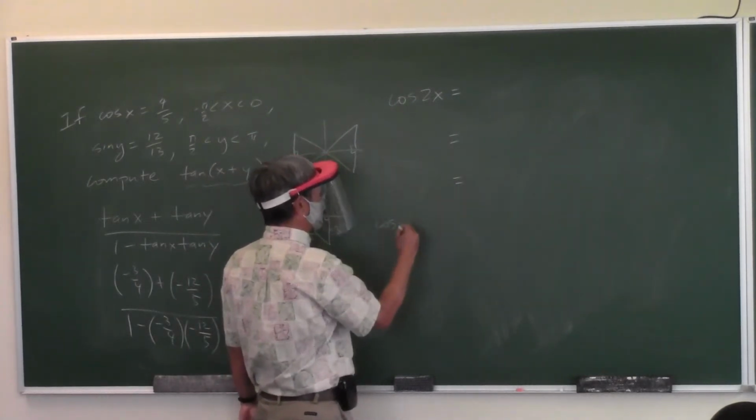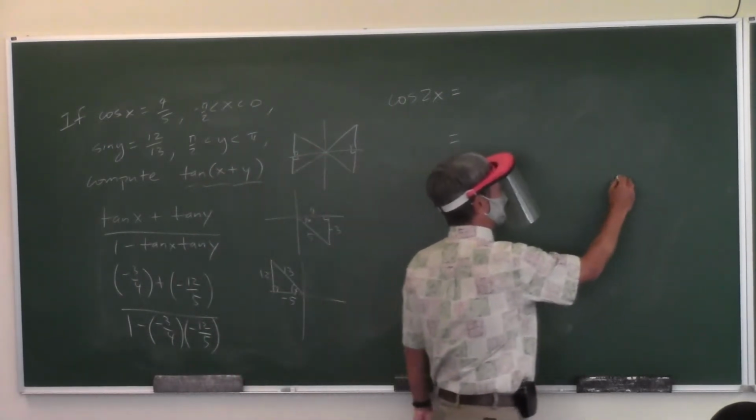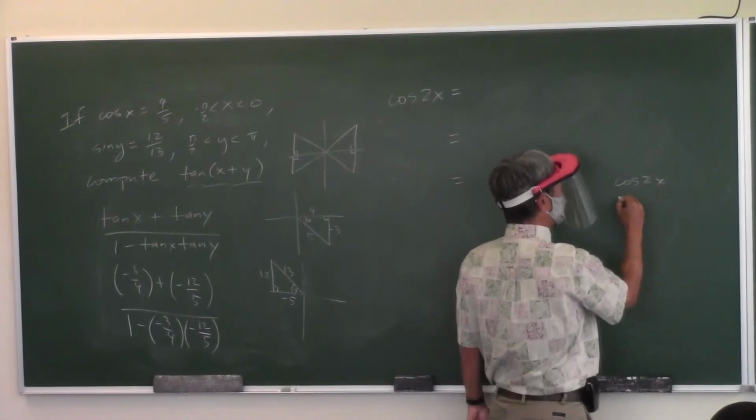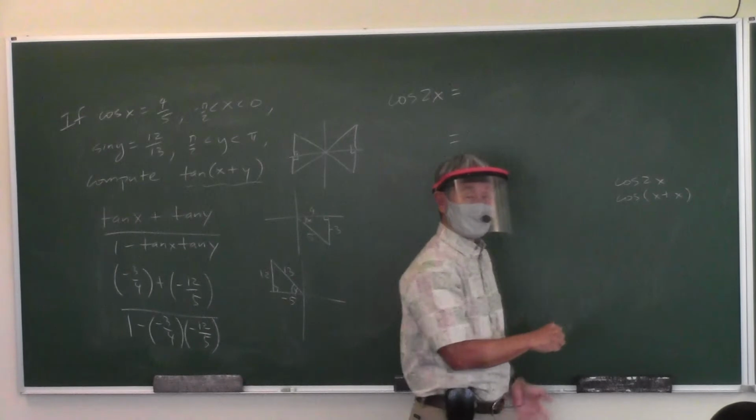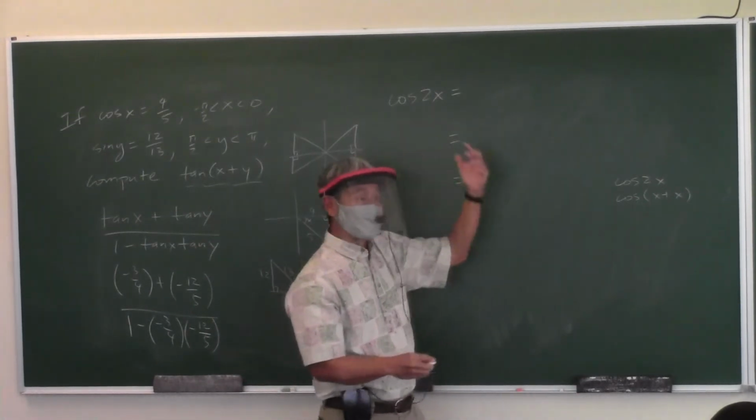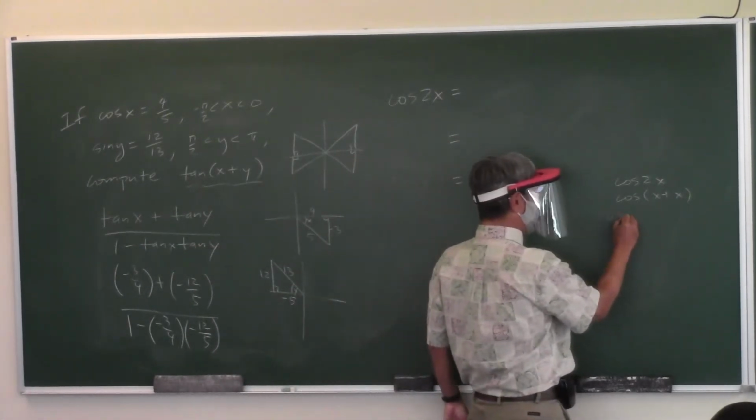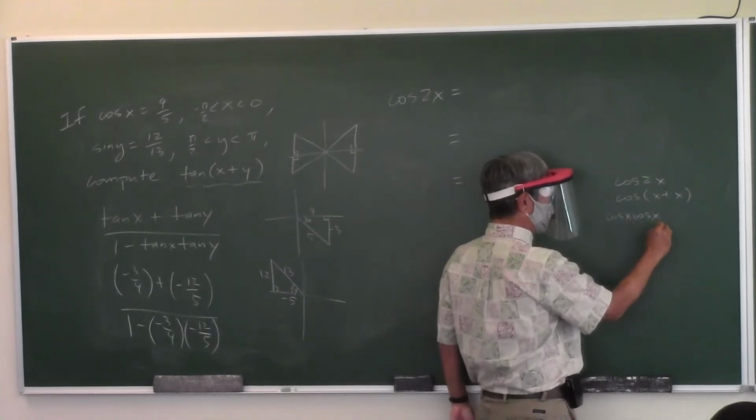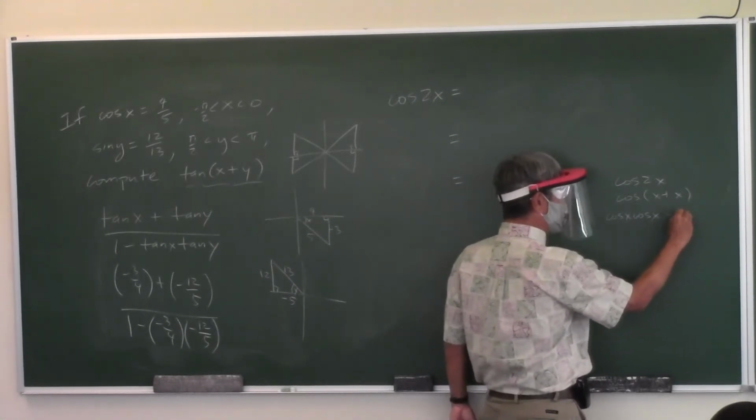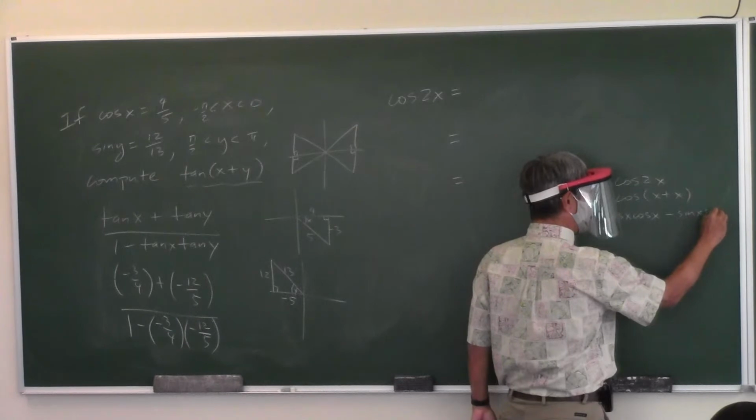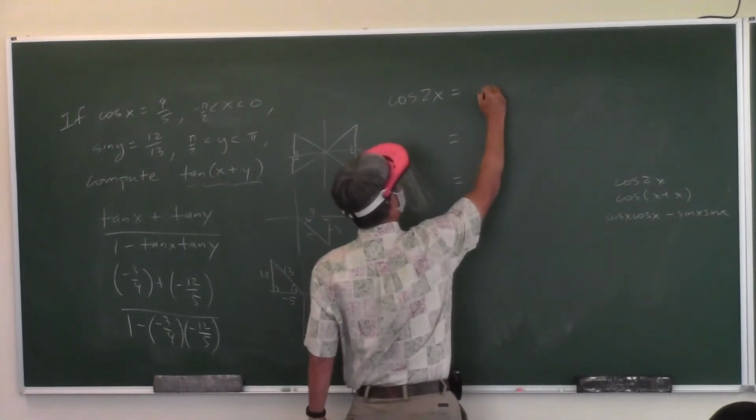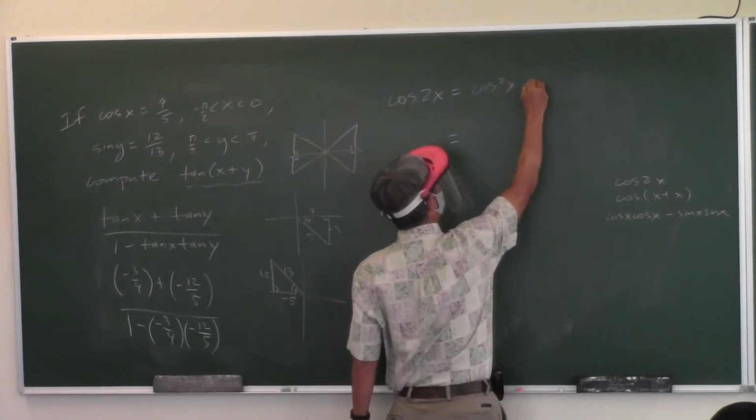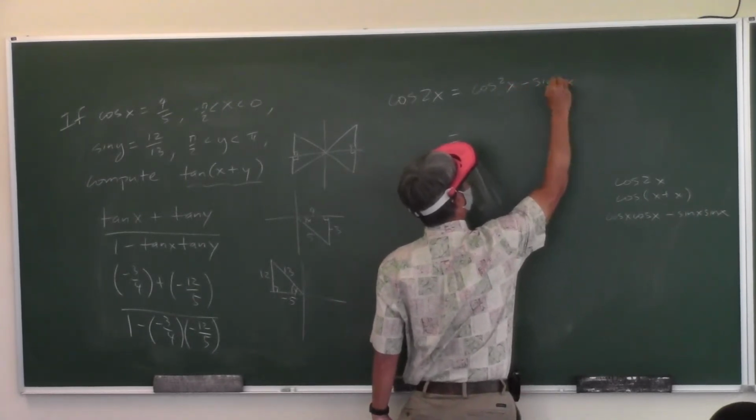Yeah, 2x is, let's do it over here. Cosine 2x, isn't that the same thing as cosine of x plus x? And then now we can apply the identity we learned last time, right? Cosine of the first, cosine of the second, plus or minus? Minus sine of the first, sine of the second. So isn't that just, here, just write it over here, right? Cosine squared x minus sine squared x.